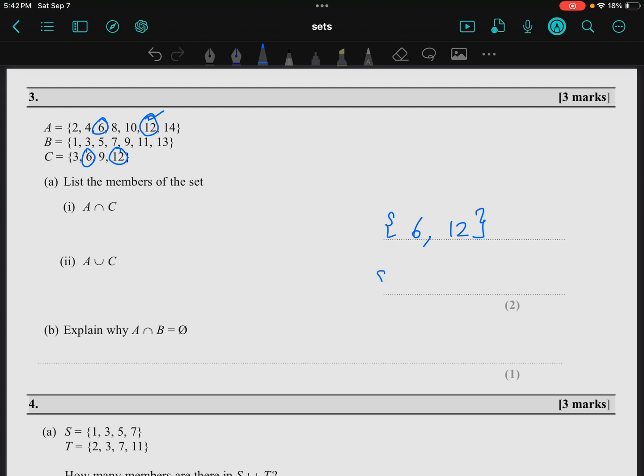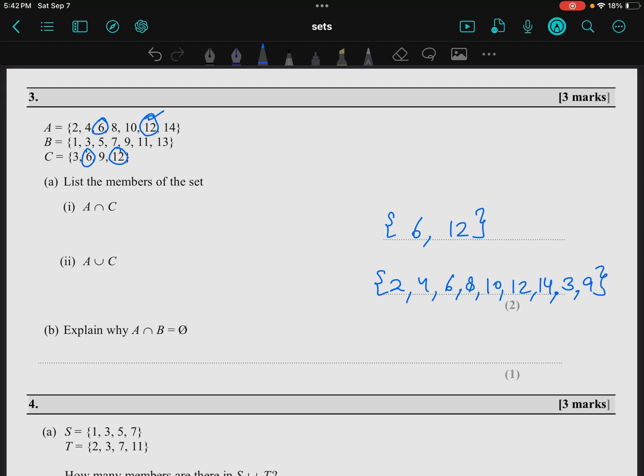Then A union C. Union means every element you will write, but no repetition should be there. So first of all, write the elements of A: 2, 4, 6, 8, 10, 12 and 14. Now write the elements of C without repeating them. 3 is there. 6 is already written, so we will not repeat it. And then we will write 9. And 12 is already there. We will not repeat it.